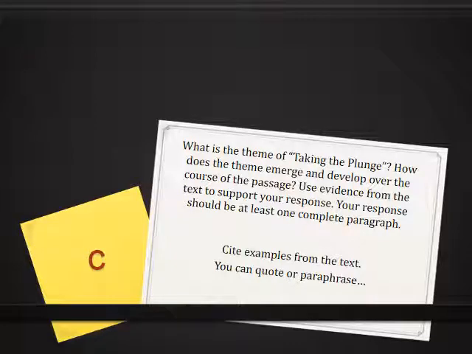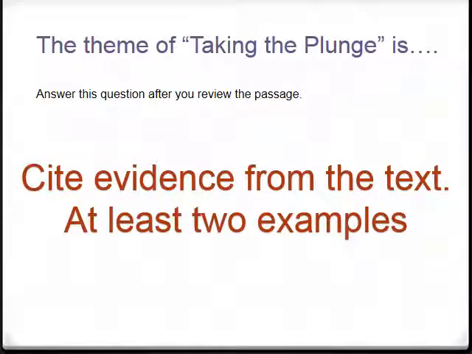In our particular passage, Taking the Plunge, we will need to cite examples from that text using either direct quotations or paraphrases. So in this portion of your answer, find 2 pieces of evidence from the text that you can quote directly or that you can paraphrase that will show the theme of Taking the Plunge.